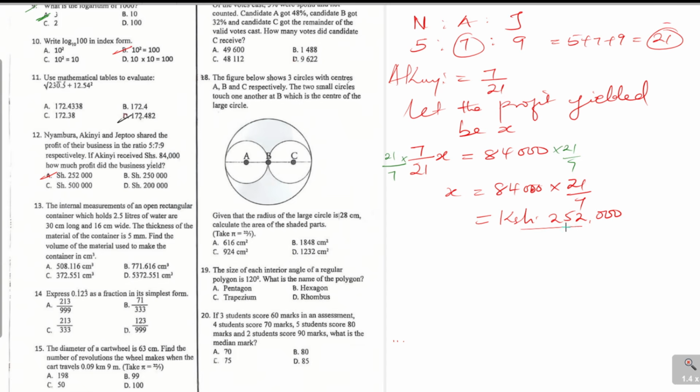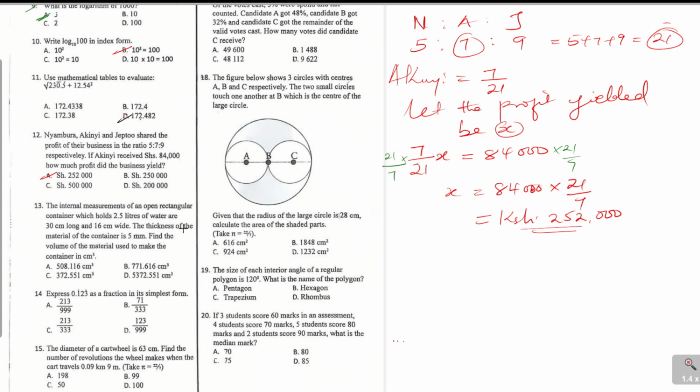So that is how we're supposed to do that, by simply letting the total profit shared be X. Then since KCDE received 84,000, we simply get the fraction 7/21. That is the fraction KCDE received of the total. 7/21 of the total profit X should give 84,000. So we get X. So that is all about question 12. We go to question 13.